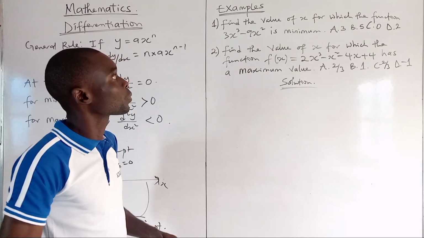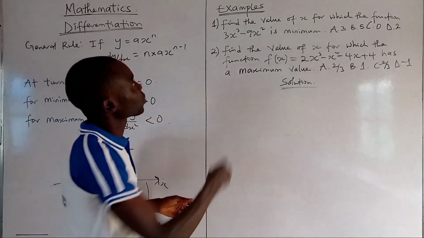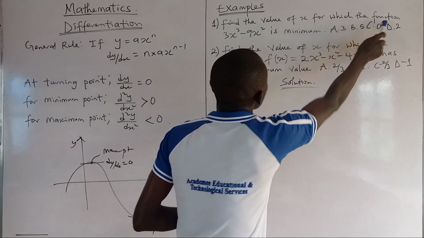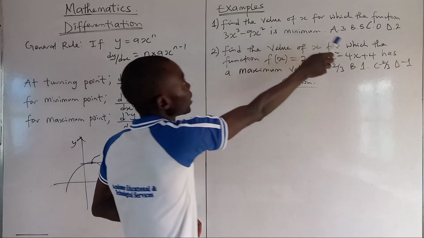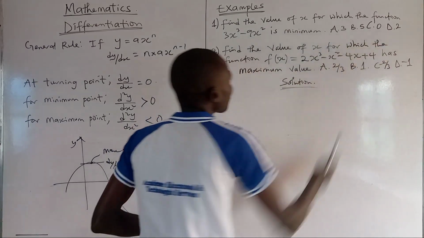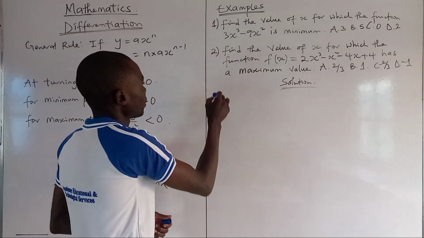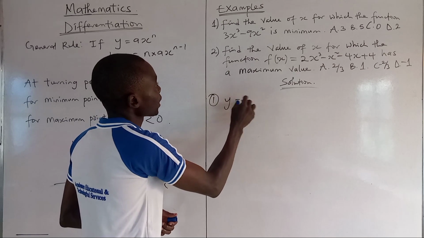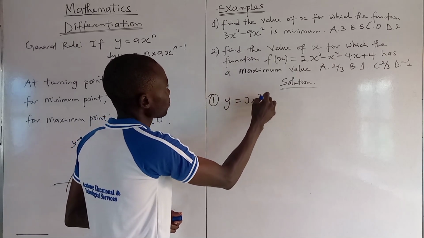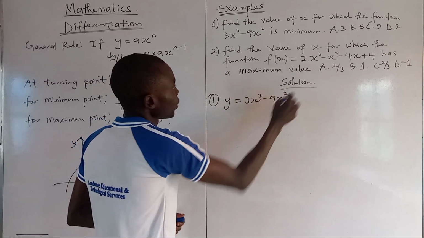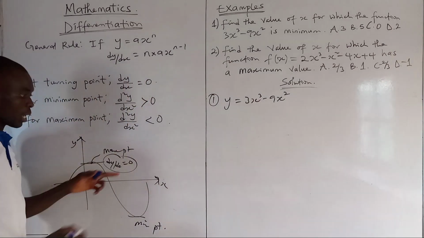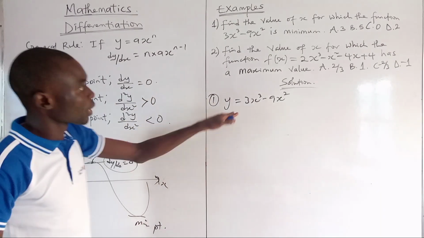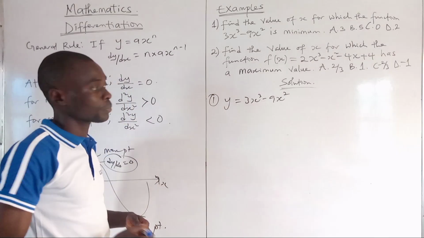Now let's apply that to the examples we have on the board. We have two examples. The first, we are asked to find the value of x for which the function 3x cubed minus 9x squared is minimum. Let's see which of these options will be correct. So number one, the solution now, we are given y is equal to 3x cubed minus 9x squared. Now, you remember we said at turning point, the dy/dx there is 0. So we need to get what is the turning point value.